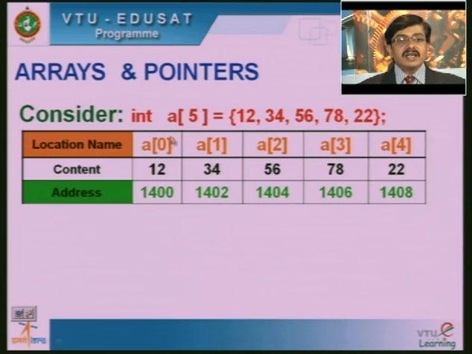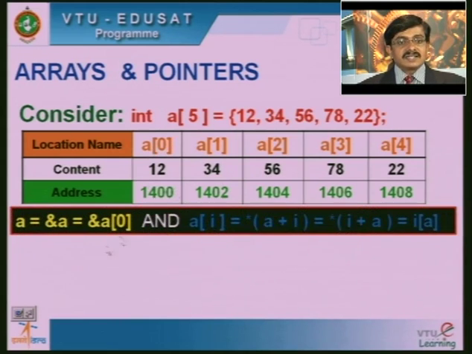Here, the ampersand of A of 0 is nothing but 1400. So A is equal to ampersand A is equal to ampersand A of 0, all these three mean the same. A is holding the base address of the array, 1400, and ampersand A also means the base address of the array, 1400, and similarly it is the same as ampersand of A of 0.